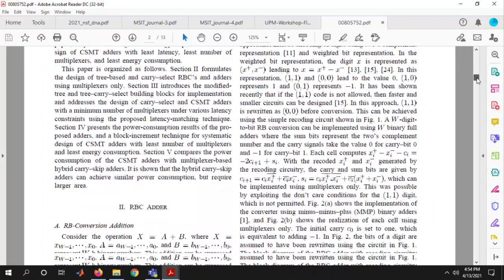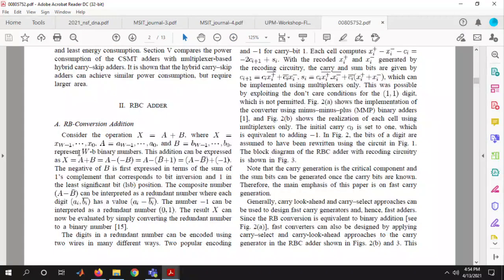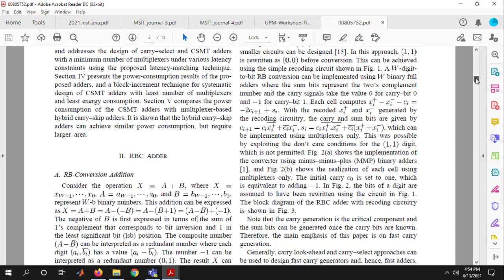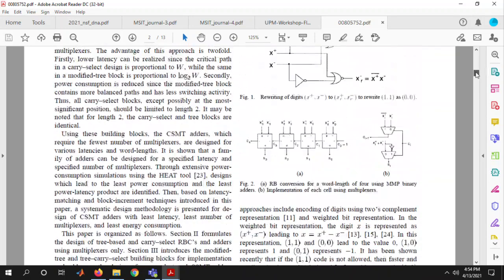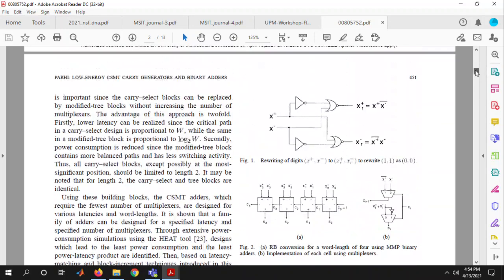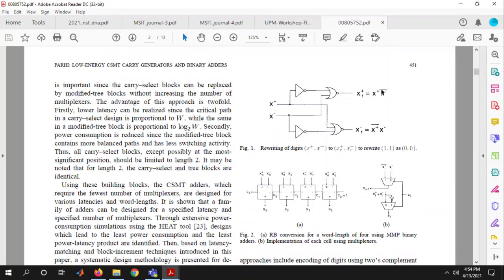So what I described before, I can say A plus B is written as a redundant number. You can think about that and add a -1 at the LSB. Similar to the P and G, we have a recoding circuit. The rewriting circuit takes x plus and x minus at any position i, and recodes to compute recoded plus and recoded minus, and what it does is rewrite 1 1 as 0 0.